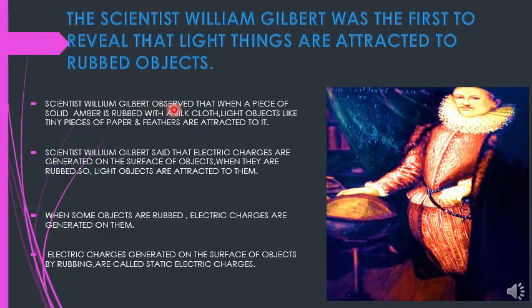Scientist William Gilbert observed that when a piece of solid amber is rubbed with a silk cloth, light objects like tiny pieces of paper and feathers are attracted to it. Here guys, this is scientist William Gilbert. He said that electric charges are generated on the surface of objects when they are rubbed, so light objects are attracted to them. When some objects are rubbed, electric charges are generated on them.